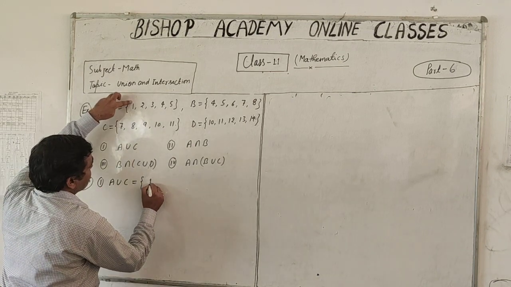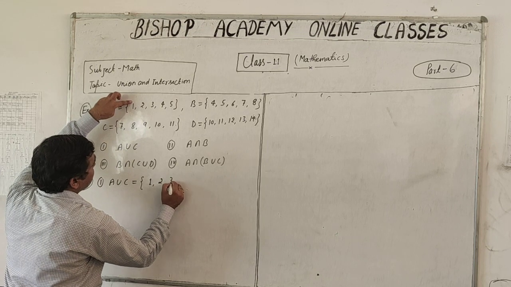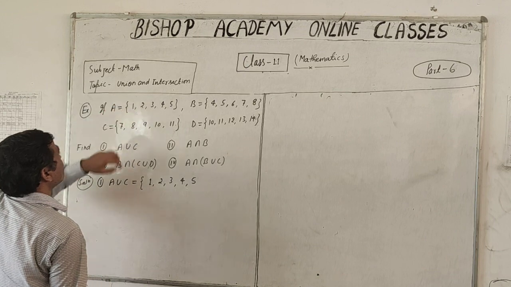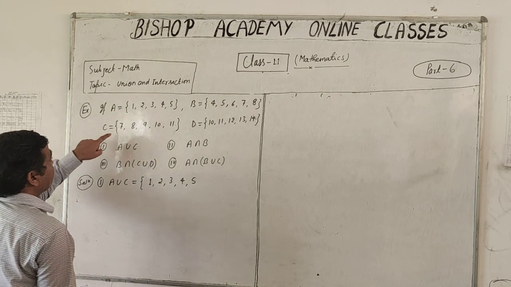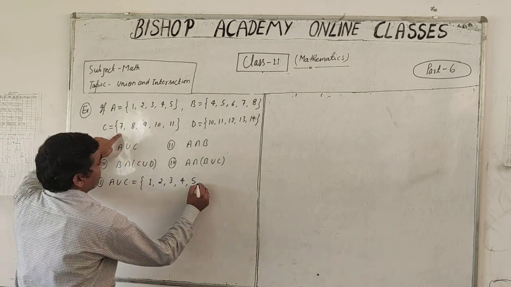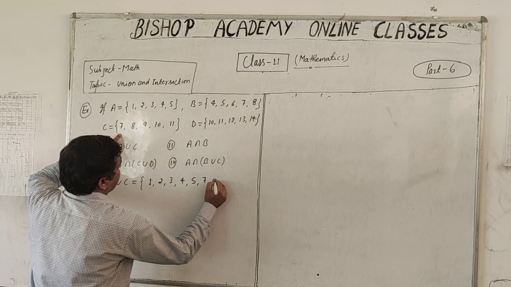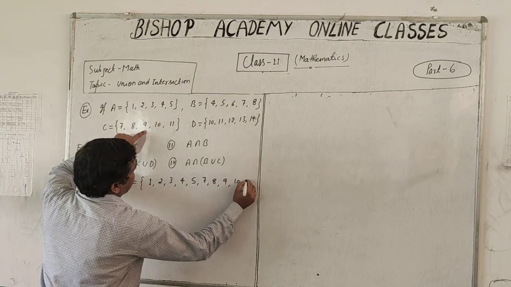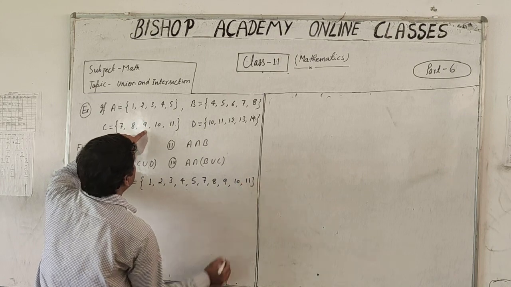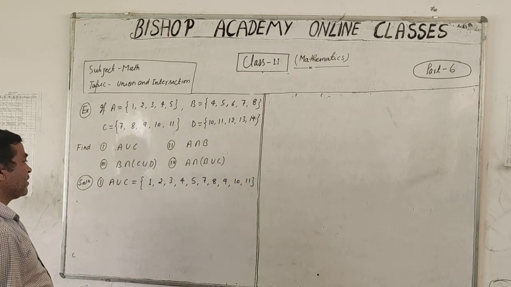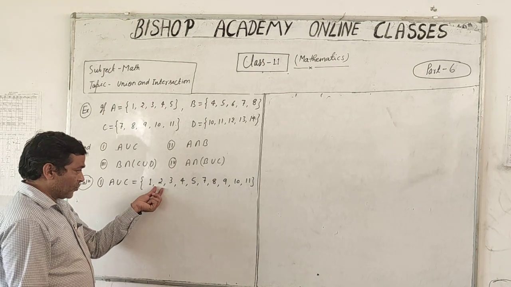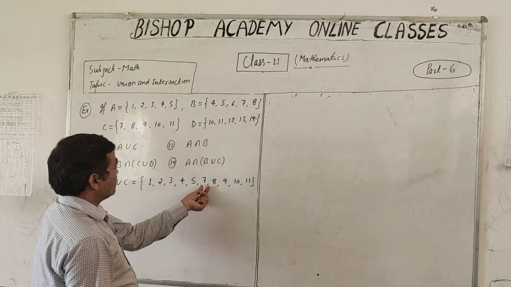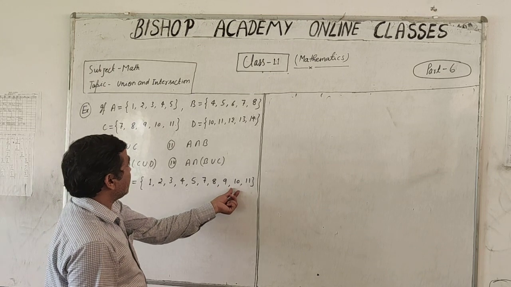A is 1, 2, 3, 4, 5 and C is 7, 8, 9, 10 and 11. Hence A union C equals 1, 2, 3, 4, 5, 7, 8, 9, 10 and 11.